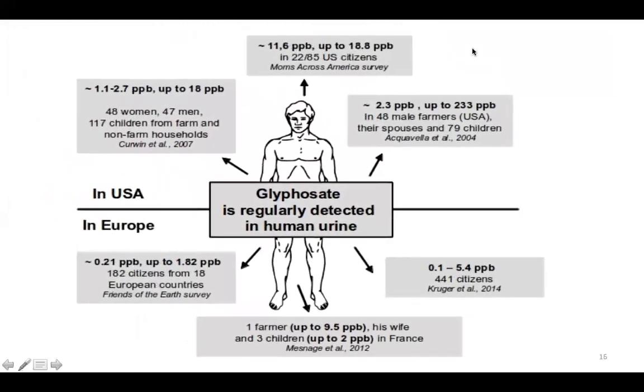Like if you look at a human being, glyphosate is regularly detected in human urine, and it is a case study which has different findings in the USA and Europe. For example, 22 out of 85 US citizens may be affected by having an 18.8 parts per billion concentration of glyphosate in their urine. So you can imagine how this concentration is increasing and creating various diseases and causing negative effects on human beings.